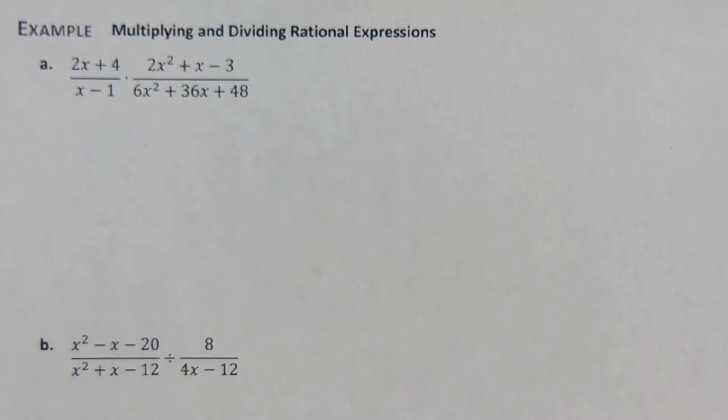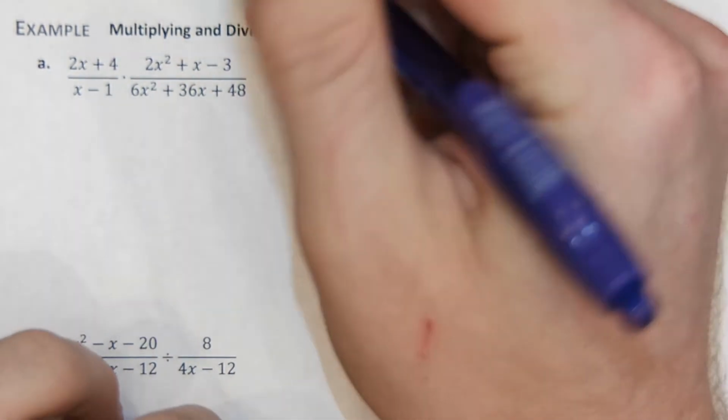But anyway, multiplying and dividing rational expressions. As long as you can factor, this is a pretty simple skill. You're just going to factor whatever you can and cancel wherever you can. Pretty simple for multiplication. So let's see.